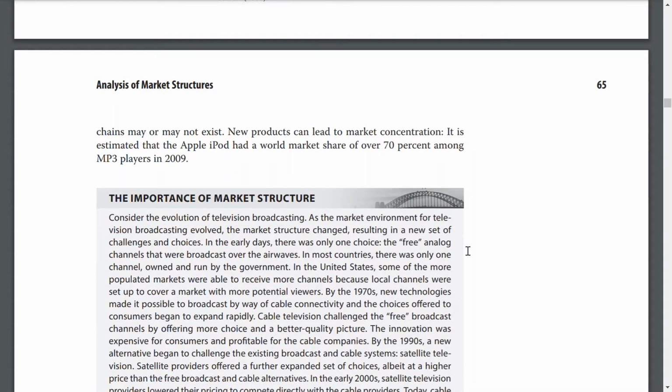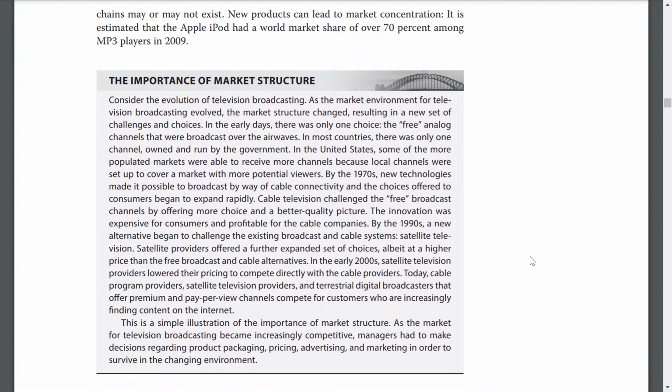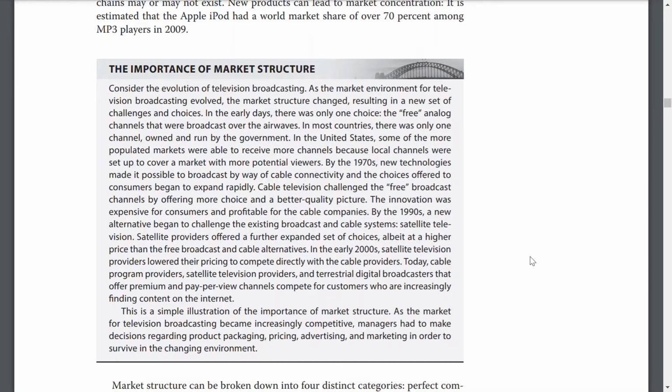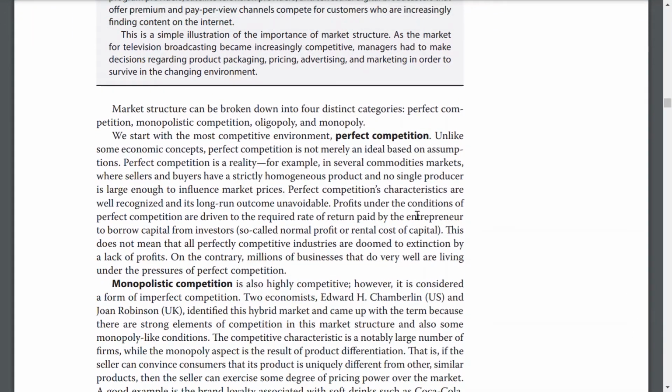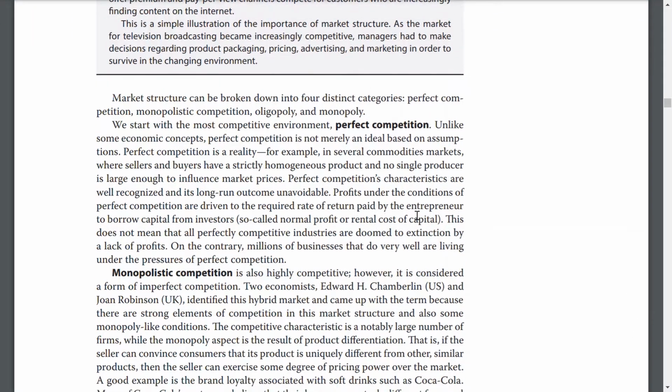The importance of market structure: consider the evolution of television broadcasting. As the market environment of television broadcasting evolved, the market structure changed, resulting in a new set of challenges and choices. So this is just an example of that. Market structure can be broken down into four distinct categories: perfect competition, monopolistic competition, oligopoly, and monopoly.